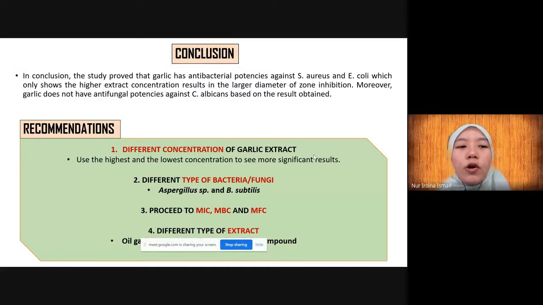Okay, the recommendations for this study. The first one is to use different concentrations of the garlic extract, such as the highest and the lowest concentration, to see more significant results, and various results can be obtained from it. The second one is to use different types of bacteria and fungi, such as Aspergillus species and Bacillus subtilis. The third one is to proceed to MIC, MBC, and MFC to further the study. And the last one is to use different types of extraction, such as oil garlic extract, which can enhance the allicin compound.